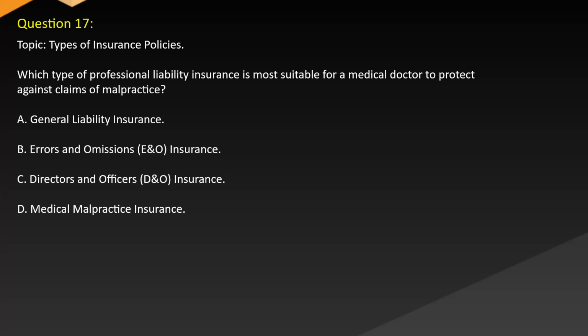Question 17. Topic: types of insurance policies. Which type of professional liability insurance is most suitable for a medical doctor to protect against claims of malpractice? A. General liability insurance. B. Errors and omissions, E&O, insurance. C. Directors and officers, D&O, insurance. D. Medical malpractice insurance.